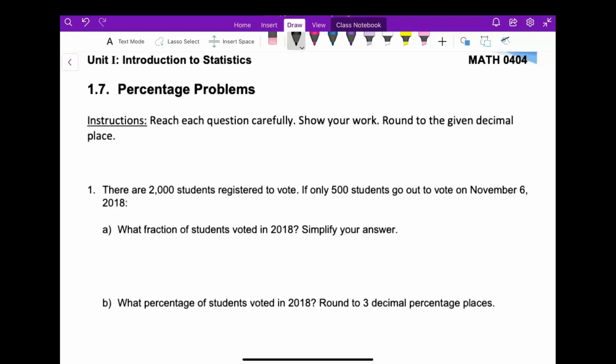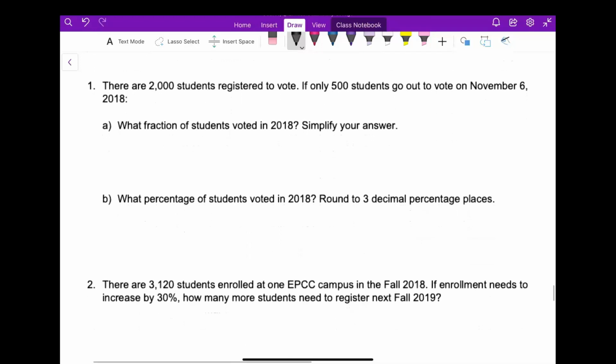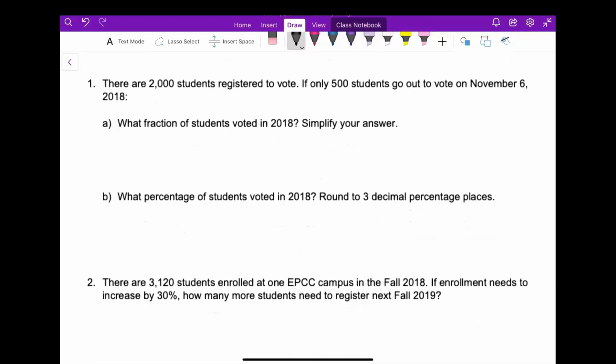Section 1.7, percentage problems. We have some word problems. There are 2,000 students registered to vote. If only 500 students go out to vote on November 6, 2018, what fraction of students voted in 2018?